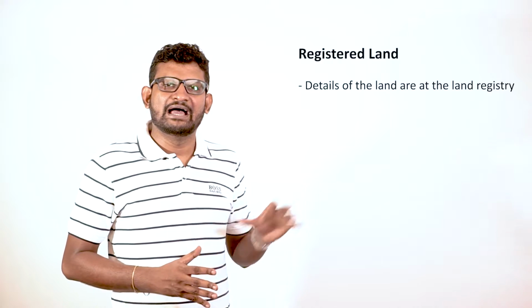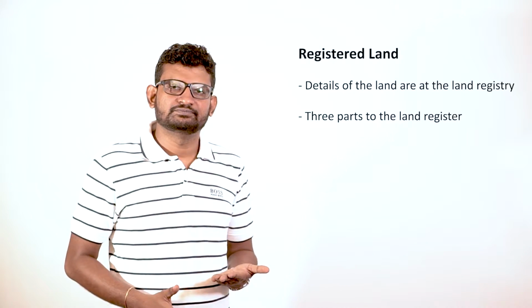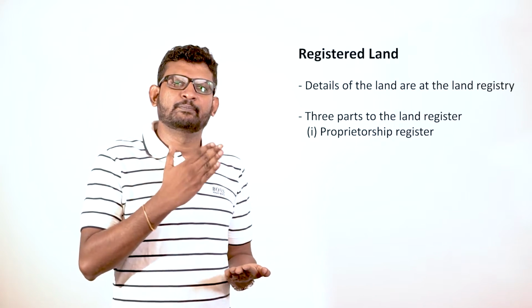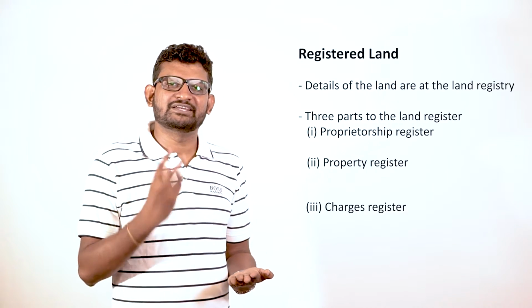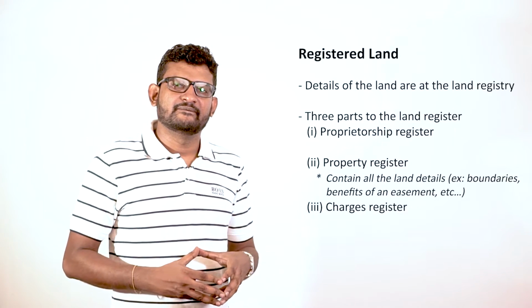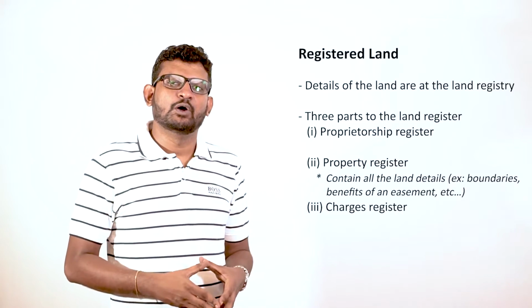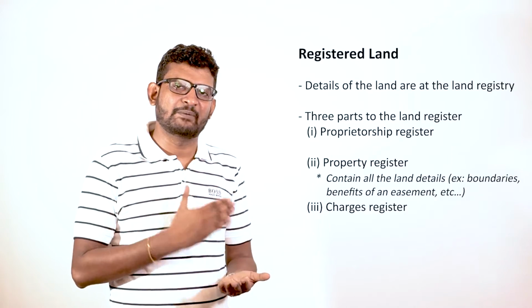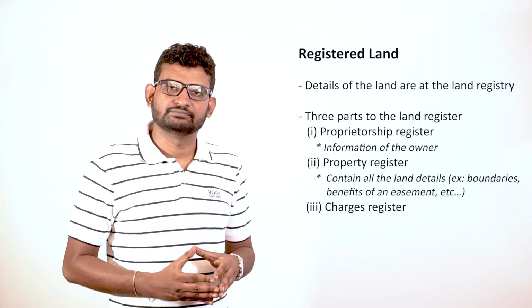if your land is registered, the details of the land will be at the land register. I'm going to upload an example copy of how the land register looks. There are three parts to the land register: proprietary register, property register and charges register. Property register will contain all the land details, the boundaries and all other details, the benefits of an easement, all the details of the land. Proprietary register has all the information of the owner.